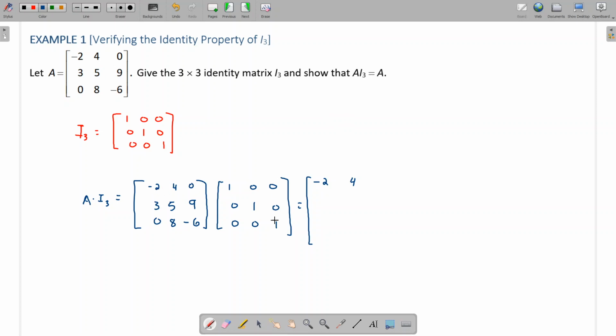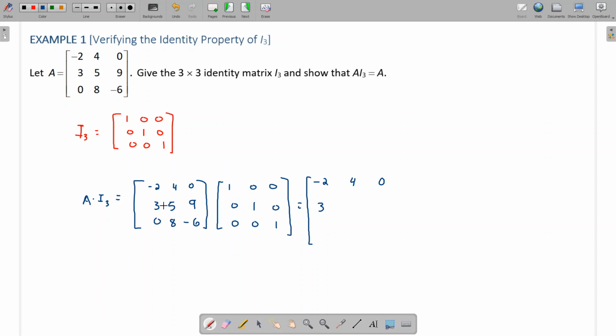To move on to the third element in the first row, it's the first row by the third column here. So again, negative 2 times 0 is going to get wiped out. 4 times 0 gets wiped out. 0 times 1 gets wiped out. Only thing you get there is 0. Now we move on to the next row. So it's second row by first column, and you can see the only thing that survives there is the 3 times the 1. 5 times 0 is going to cancel. 9 times 0 cancels, so we just get 3.